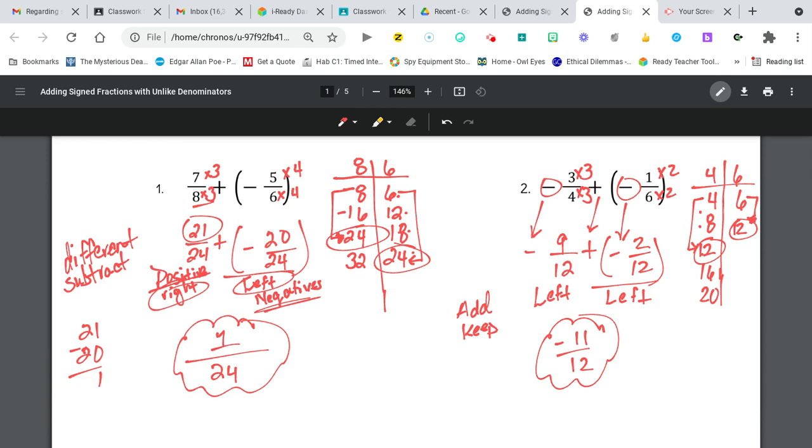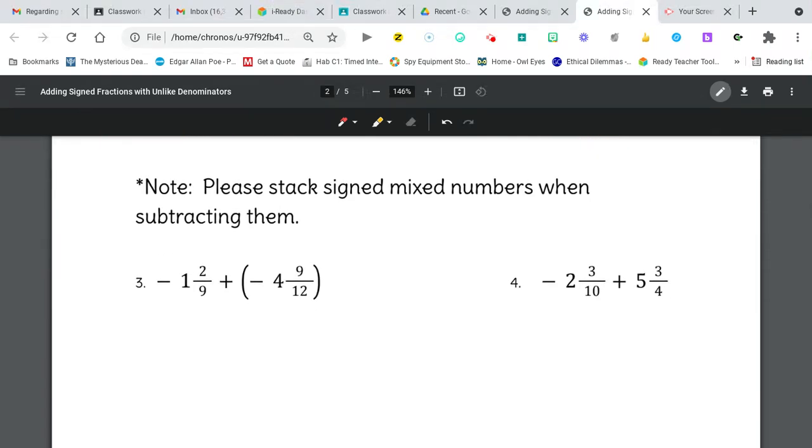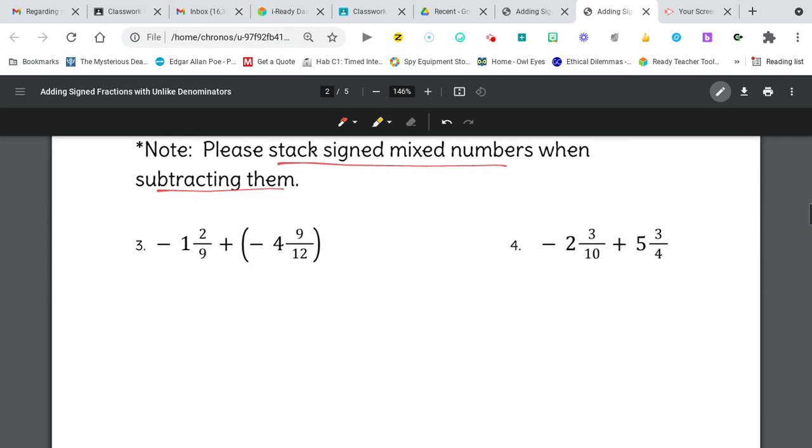Again, make sure you're pausing the video and you're taking notes. All right, so let's look at some mixed numbers. You do them the same way. But the only thing I'm going to ask is that you stack sign mixed numbers when you subtract them. I'm asking you to do that because sometimes you have to borrow or regroup with mixed numbers, okay? All right, so let's take a look.